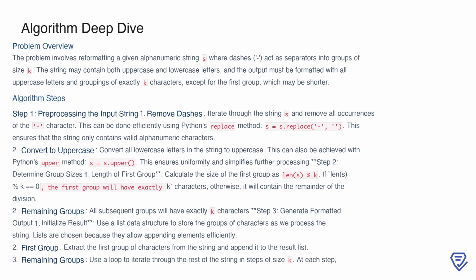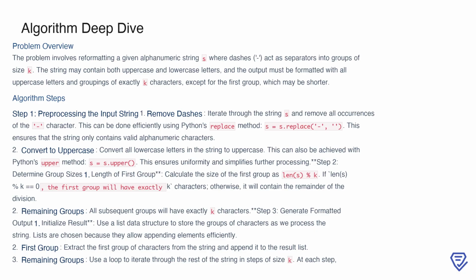We start the algorithm by pre-processing the input string. First, we remove all the dashes to simplify the processing. This can be done using the replace method, which efficiently removes all occurrences of the dash character. Next, we convert all characters to uppercase using the upper method. This ensures uniform formatting and makes it easier to work with the string in subsequent steps.